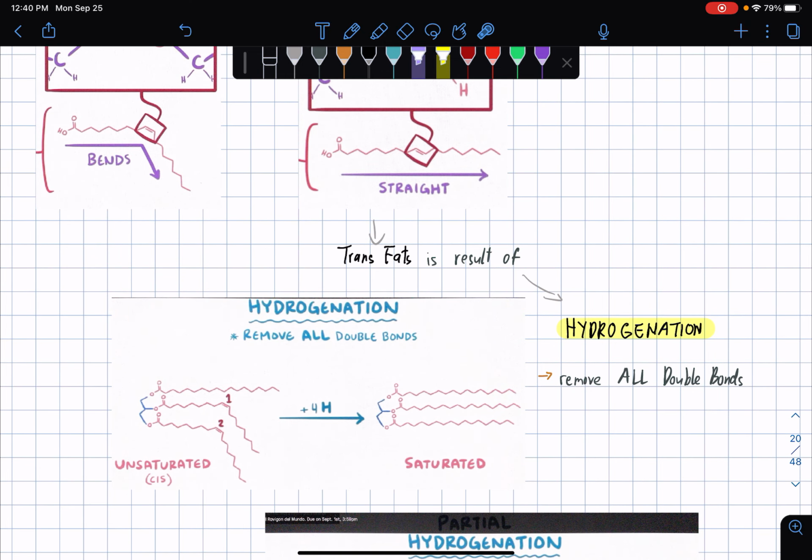Now, trans fats are the result of hydrogenation. I mentioned about this too. So removing all double bonds, and at the same time, upon the removal of double bonds, adding hydrogen atoms. The less double bonds, the more hydrogen atoms. The more double bonds, the less hydrogen atoms.